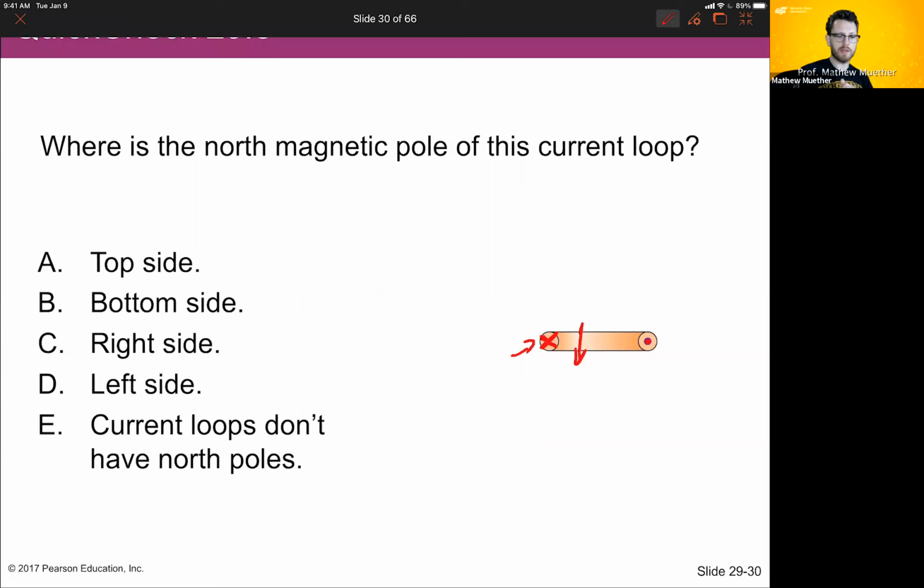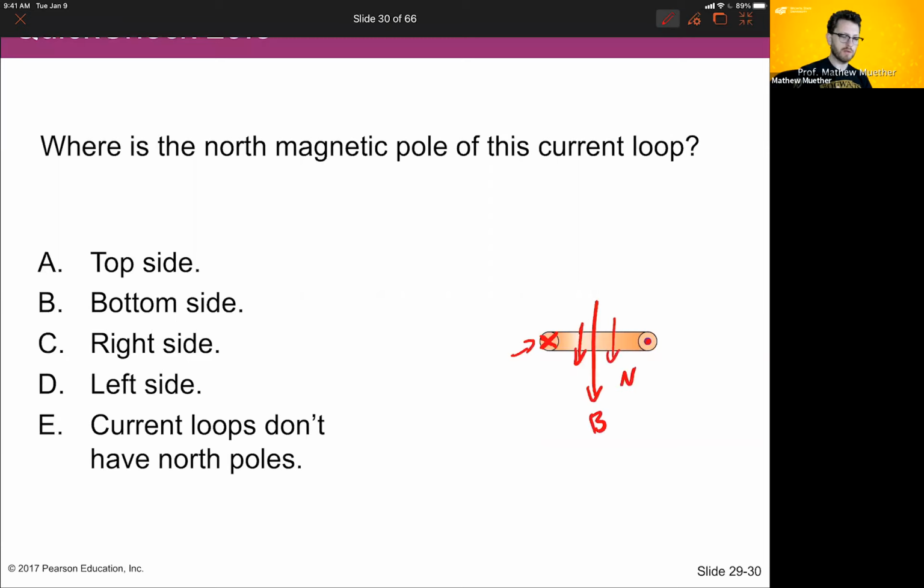What about on the other side? If that side where the current is coming out at me, again, I point my thumb in the direction of that current, my fingers wrap around in the direction that the field points, and again, the field points downwards through this loop. Those sum together to give me a total magnetic field that points downwards through the center of this loop.